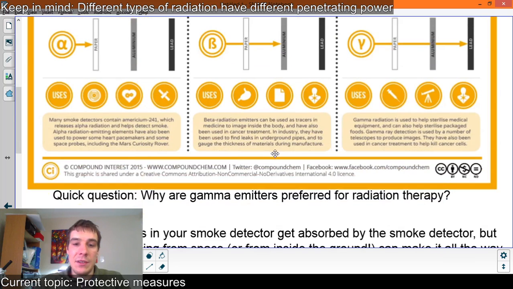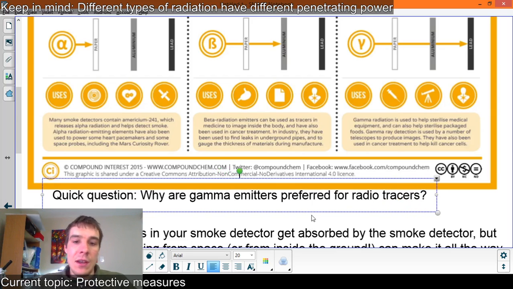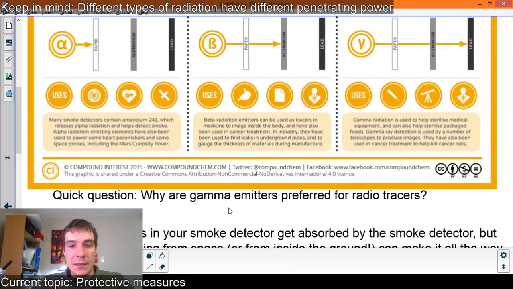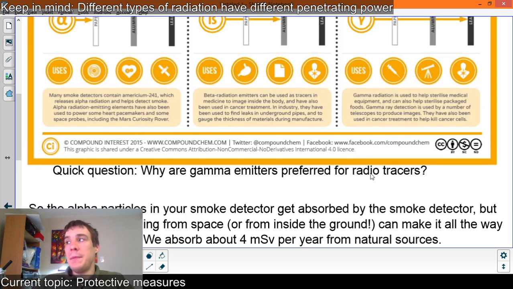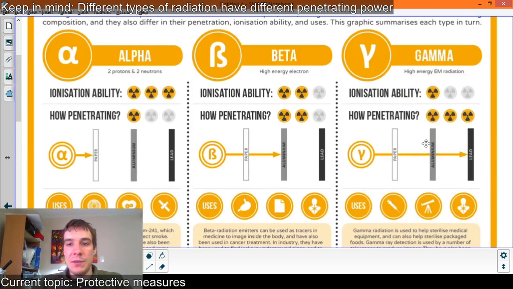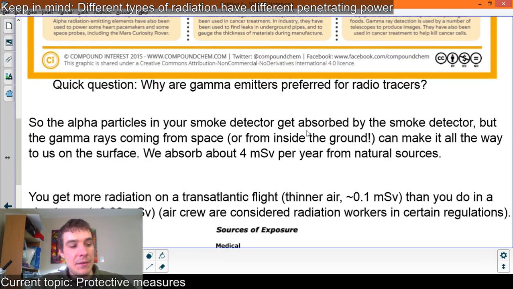So typically for those radio tracers, we prefer gamma emitters. Same thing, I guess, with the radiotherapy, because you're sending a beam through and through and through. You don't want the rest of the body to get too much of it, so I presume that high penetration is probably good for that. I'm not a nuclear technician, I wouldn't know, but they probably have to make a decision on what kind of radiation to use.